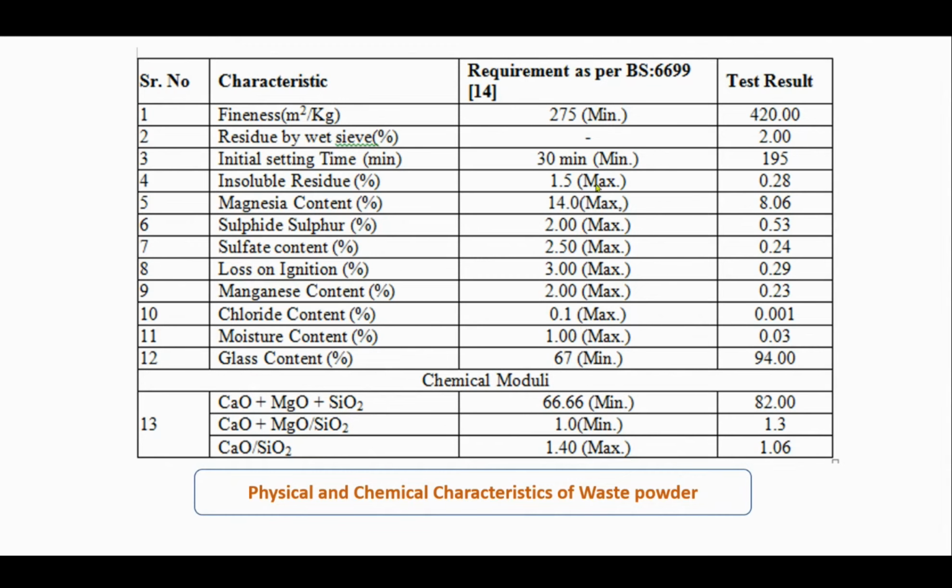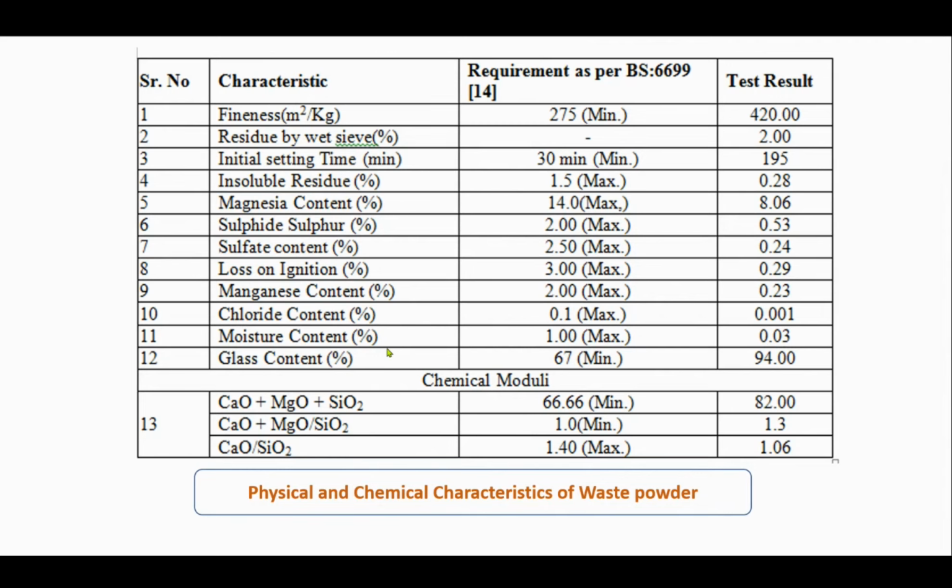So if results are similar and characteristics are similar, why should we not go with that waste in place of cement? Okay, and these characteristics, this material investigation, material characteristic experimental data made us think to use that waste in place of cement, right?